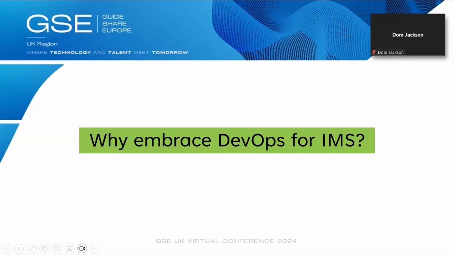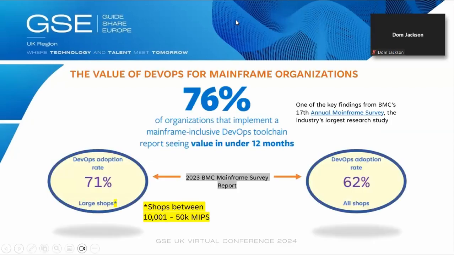So the first question that probably everybody should ask is, what is the value of DevOps for mainframe organizations, right? I mean, let's talk about mainframe first. What is the value of DevOps for mainframe organizations? One of the key findings from BMC's 17th annual mainframe survey, which, by the way, some of you might already know is the industry's largest research study, is that 76% of organizations that implement a mainframe inclusive DevOps toolchain report seeing value in under 12 months, right? Some of the most recognizable and measurable benefits of implementing DevOps on the mainframe, according to the survey, are number one, greater stability and security.